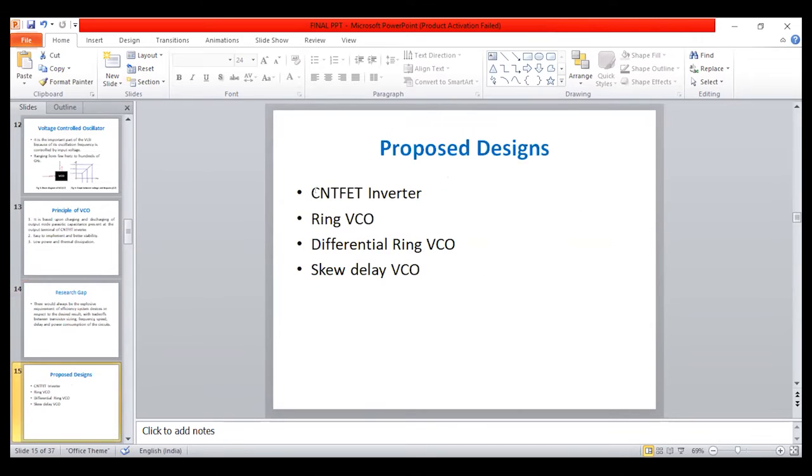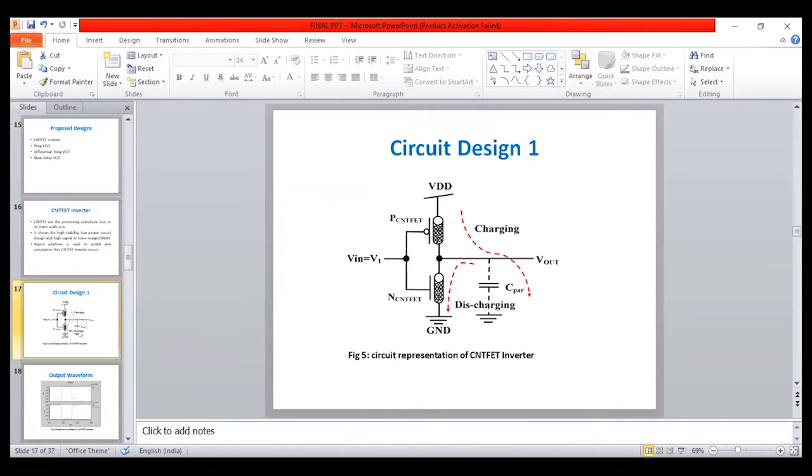Here we design so many proposed designs: CNT FET inverter, ring VCO, differential ring VCO, skew delay VCO. All of these are based upon nanotechnology, that is, CNT FET inverter based technology. These are my first design. We are using CNT FET, PCNTFET and NCNTFET. These designs are the main principal design for designing our VCOs.